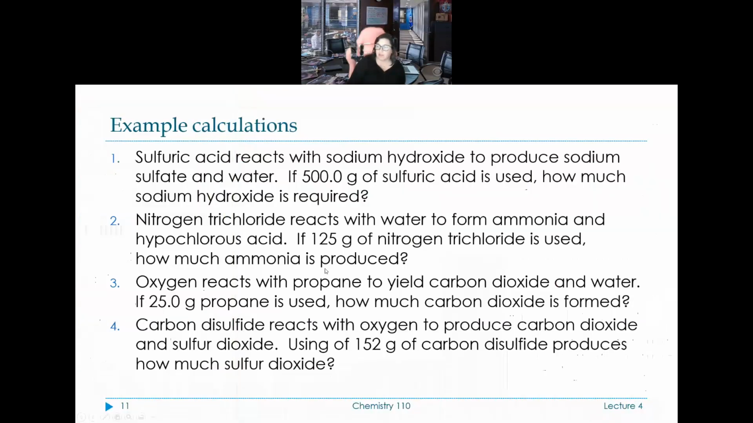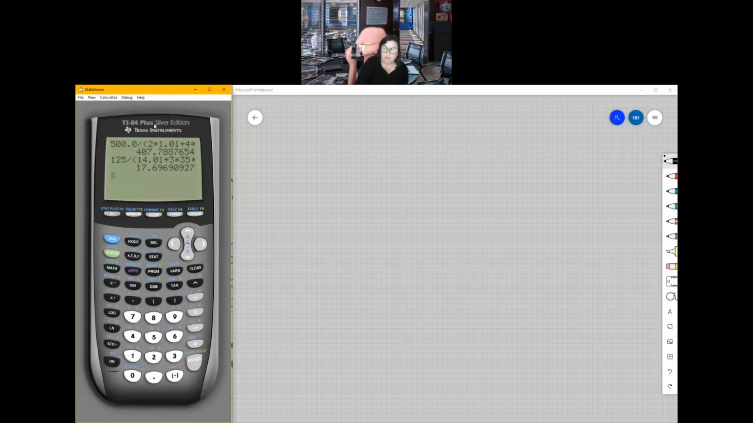Oxygen reacts with propane to yield carbon dioxide and water. If 25 grams of propane is used, how much carbon dioxide is formed? Well, alright, here we go. Again. So oxygen, O2, reacts with propane. Propane is C3H8. Gives me CO2 plus H2O. And this is actually an equation that we balanced in a review. So this is something that you guys have already talked about.